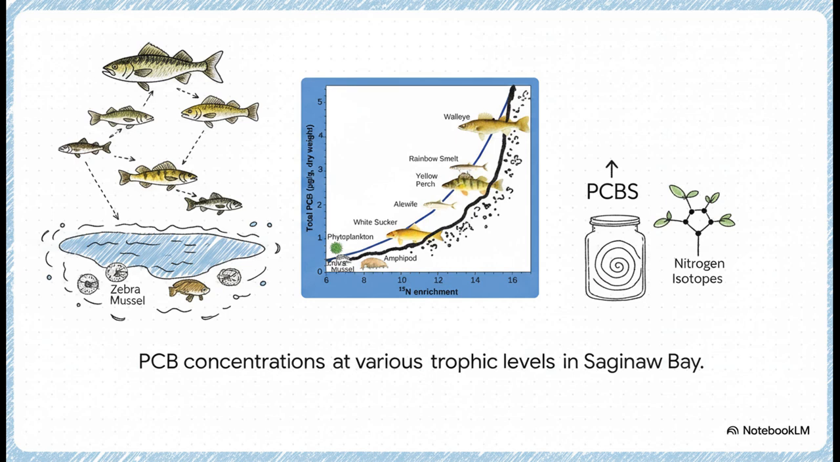To put this into perspective, a NOAA study in the Saginaw Bay of Lake Huron tracked toxic chemicals called PCBs. If you check out the x-axis at the bottom, that tracks the enrichment of nitrogen isotopes. Biologists actually use that as a marker for a creature's trophic level. Watch what happens as we move from the bottom left to the top right, climbing higher up the food chain. That blue line, which is tracking the PCB toxicity, climbs steadily upward right along with it.